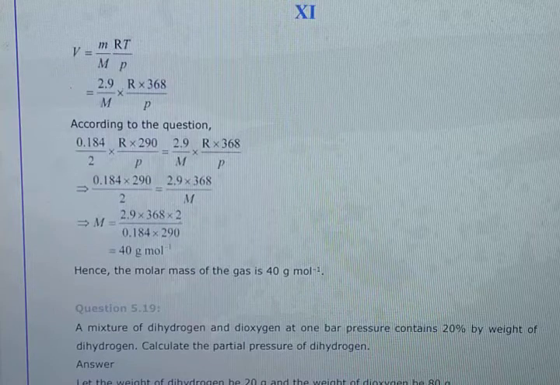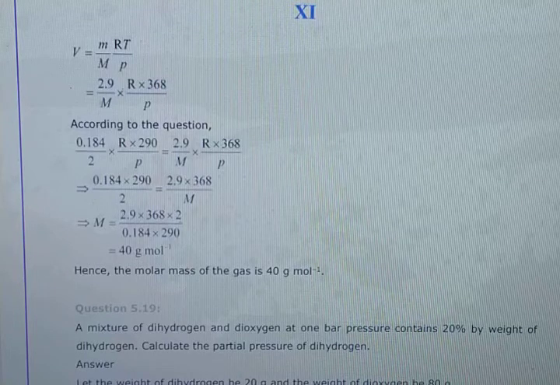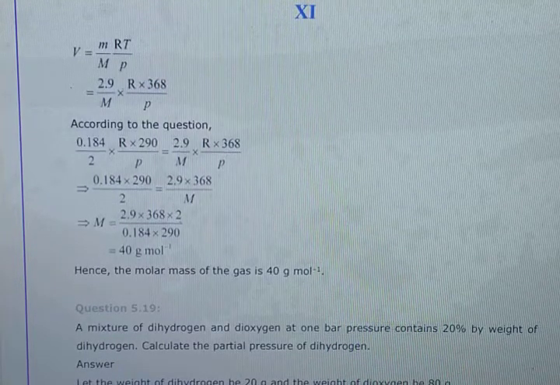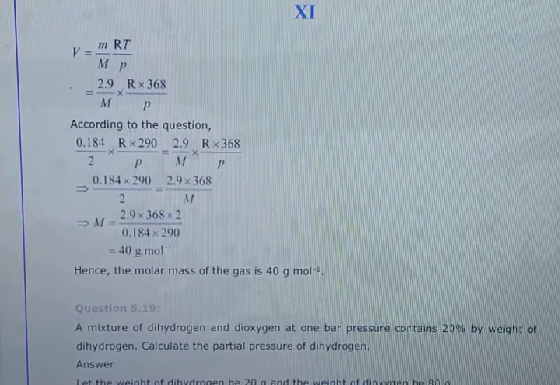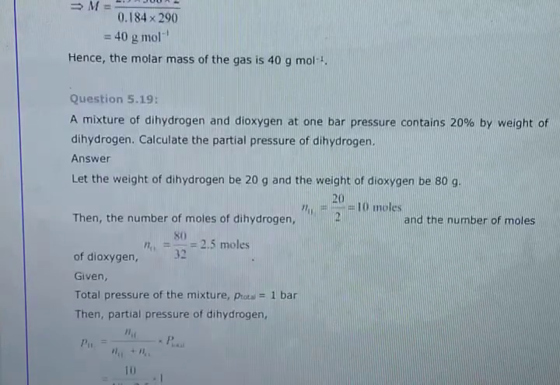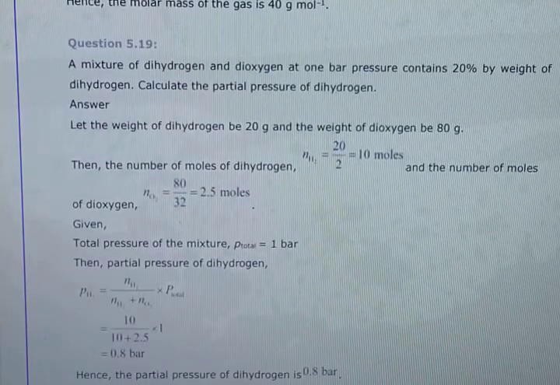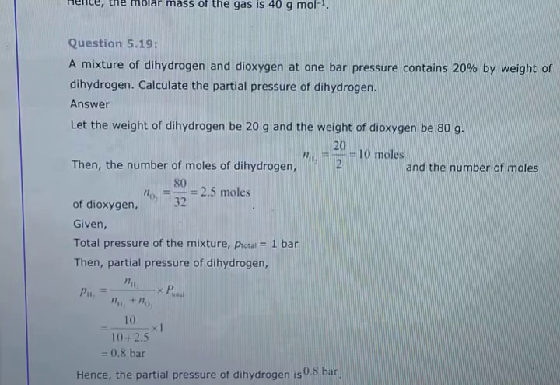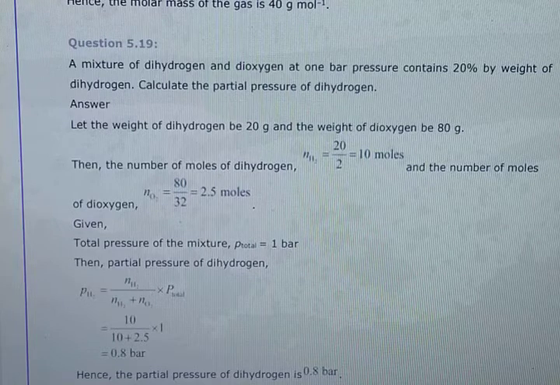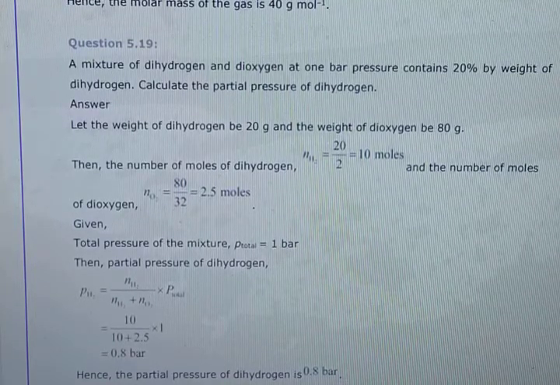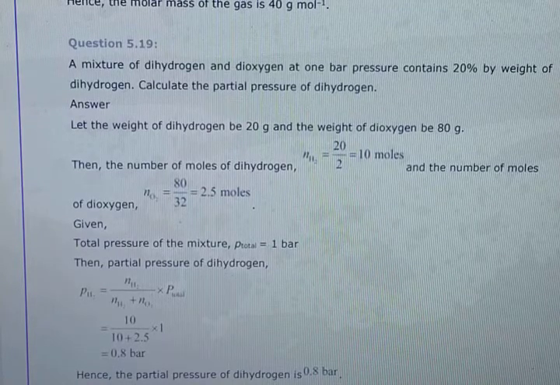Now we are moving towards question number 19. A mixture of dihydrogen and dioxygen at 1 bar pressure contains 20% by weight of dihydrogen. Calculate the partial pressure of dihydrogen. So let the weight of the dihydrogen be 20 gram and the weight of oxygen be 80 gram. So nH2 is 20/2, that is 10 moles, and the number of moles of oxygen is 80/32, that is 2.5 moles.